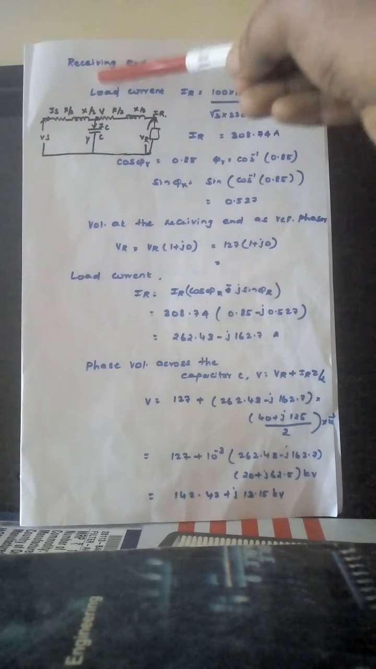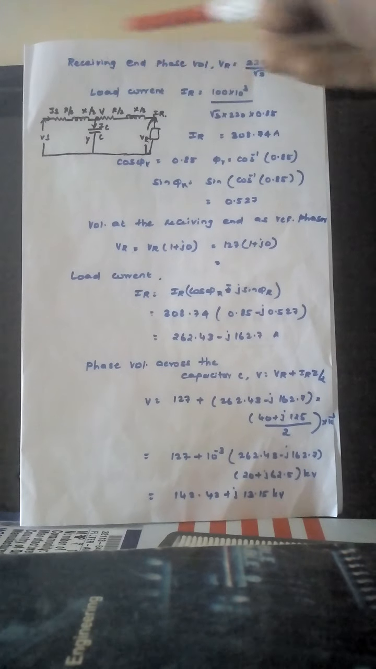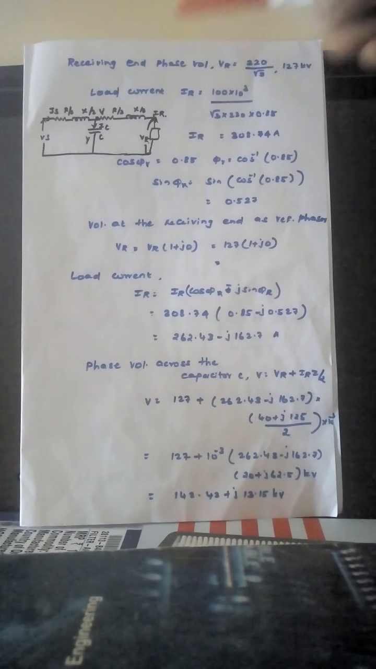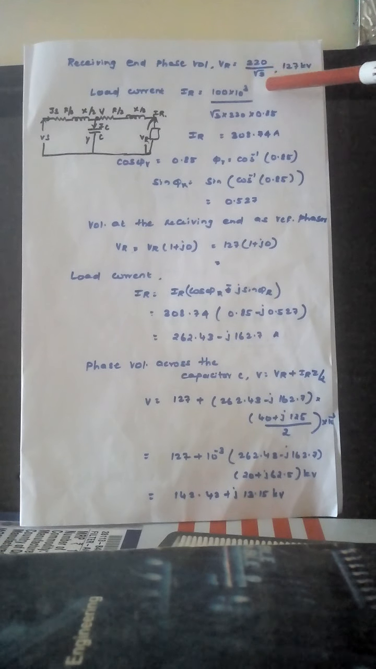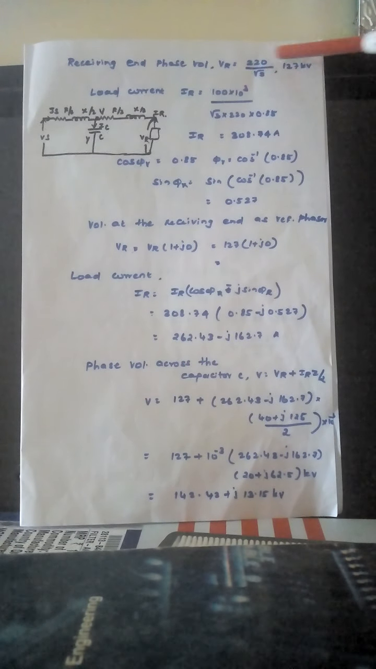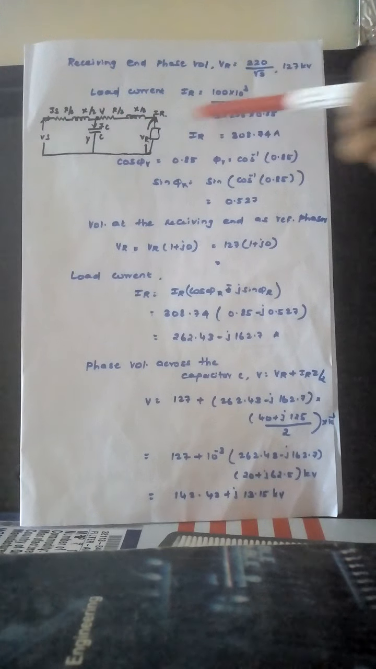First, whatever they have given is the line voltage, so we are converting it into the receiving end voltage in terms of phase voltage. It is line voltage divided by root 3, so 220 divided by root 3, and we get 127 kV. So this is the phase voltage.